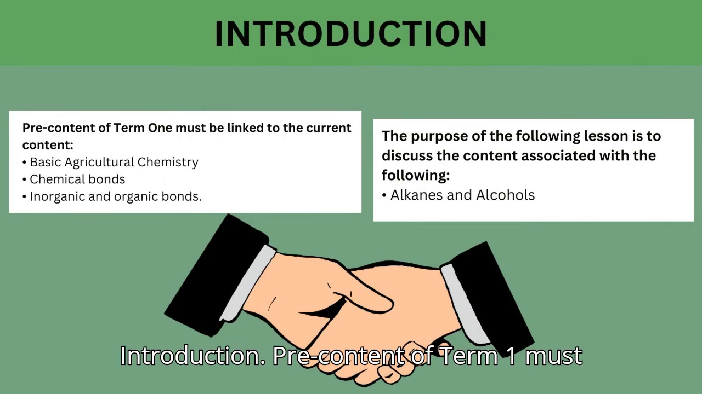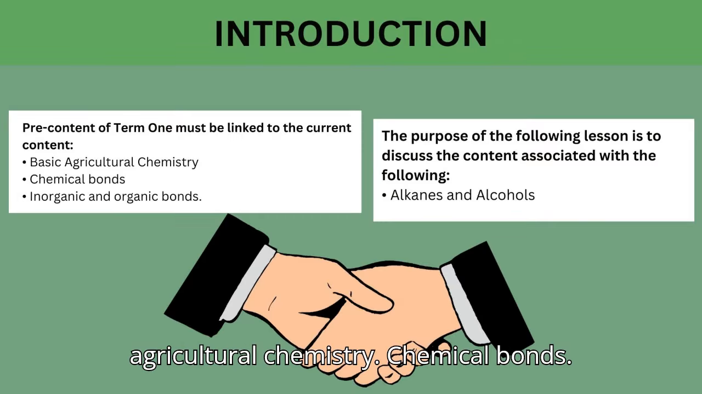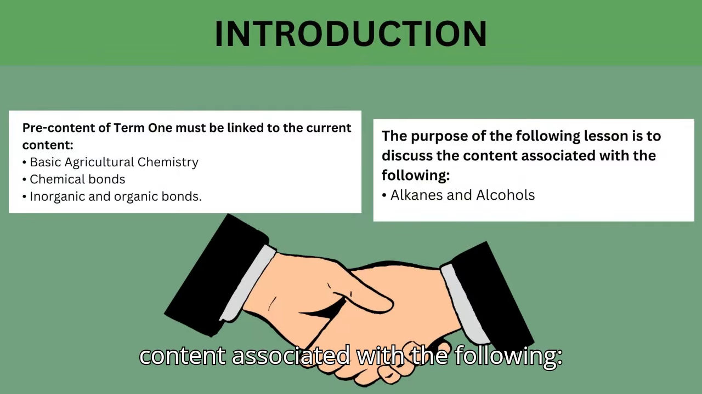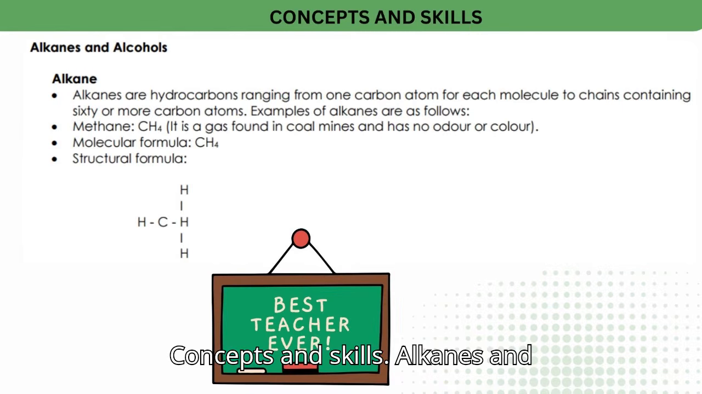Introduction. Pre-content of term 1 must be linked to the current content. Basic agricultural chemistry. Chemical bonds. Inorganic and organic bonds. The purpose of the following lesson is to discuss the content associated with the following. Alkanes and alcohols. Concepts and skills. Alkanes and alcohols.